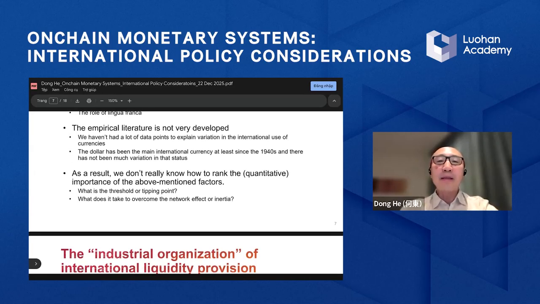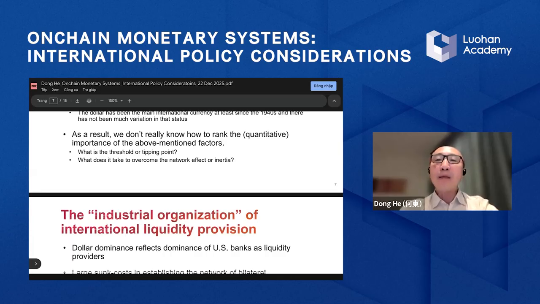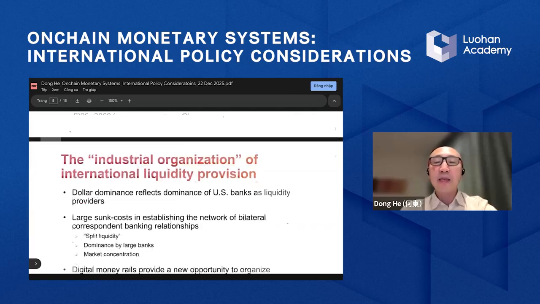The dollar has been the main international currency at least since the 1940s, and there has not been much variation in that status. We don't really have a lot of variation in the data for us to model the change in that status. As a result, we don't really know how to rank the quantitative importance of all these factors I laid out earlier. And the important question here: can we really know the threshold or the tipping point before we actually know there might be a change in the landscape of the international monetary system? What does it take to overcome the network effect of inertia?